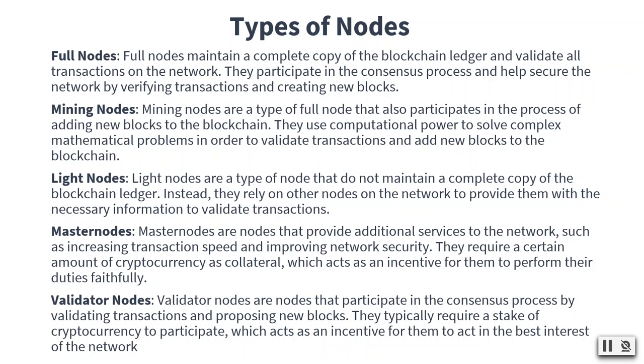Master nodes are nodes that provide additional services to the network, such as increasing transaction speed and improving security. They require a certain amount of cryptocurrency as collateral, which acts as an incentive for them to perform their duties faithfully. Validators are also a type of node which requires a stake of cryptocurrency to participate. Validator nodes just validate transactions and propose new blocks.